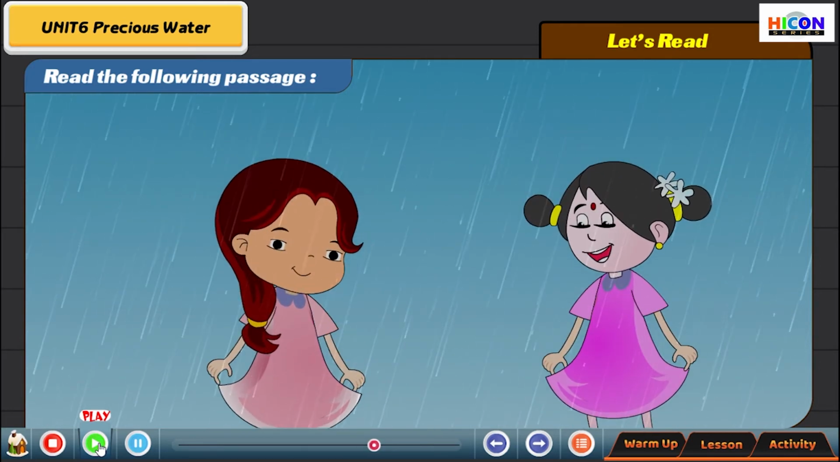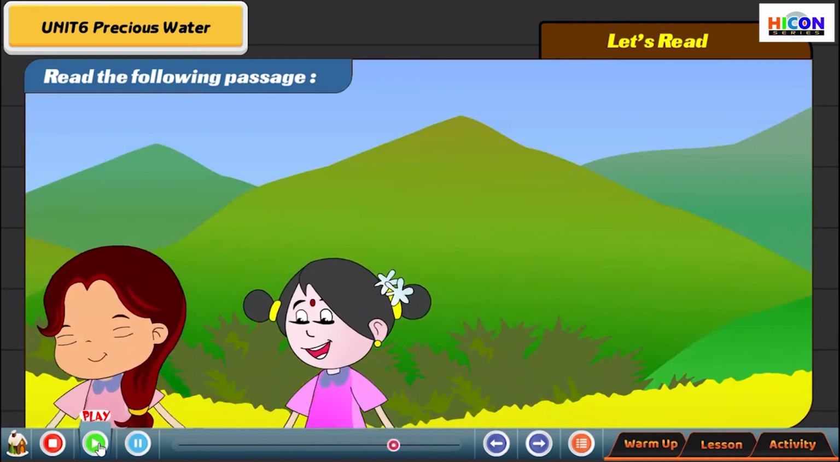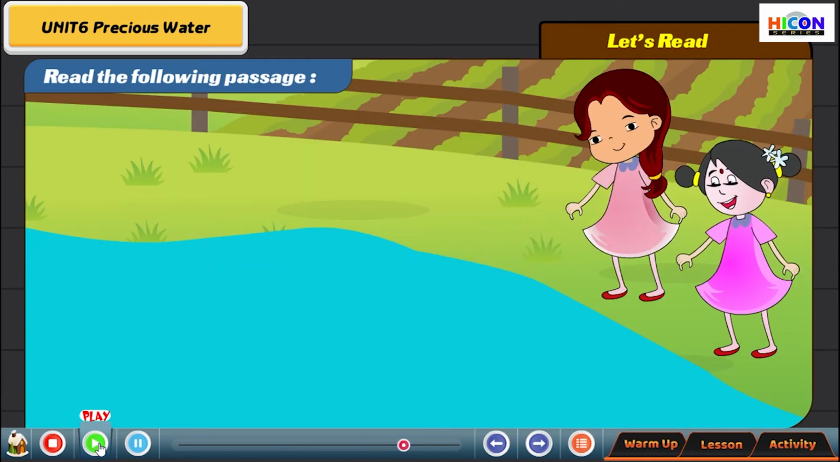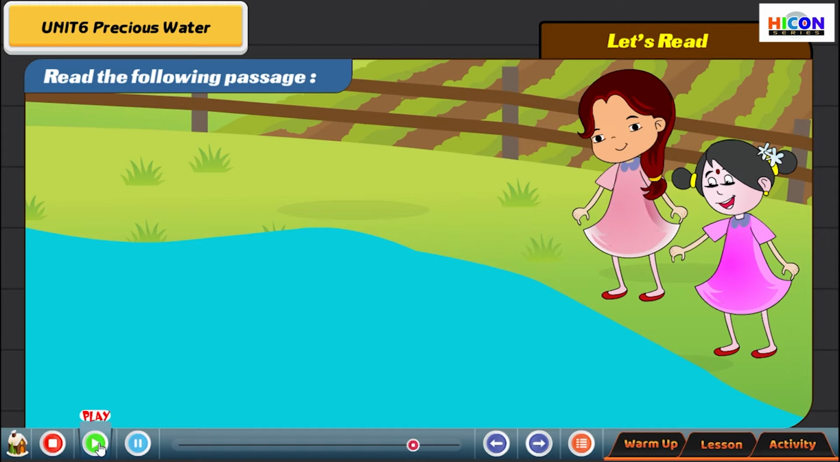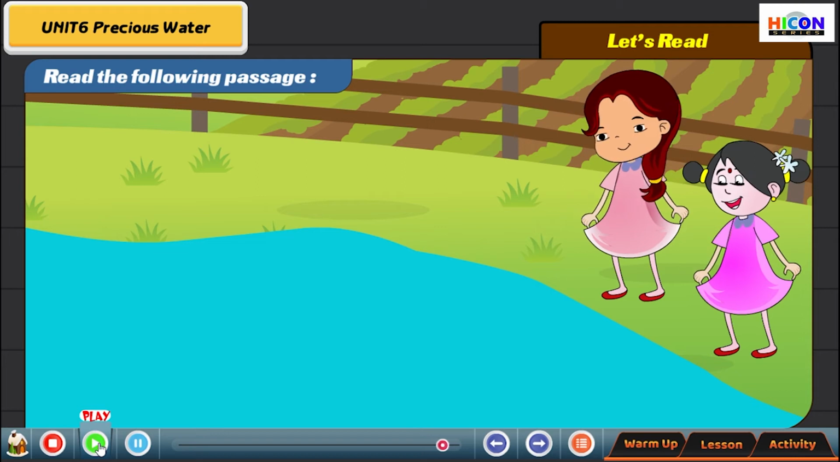Nita and Hasi dance in the rain. They run to the pond. It is full of water. They jump into the pond and splash water on each other. They are very happy.